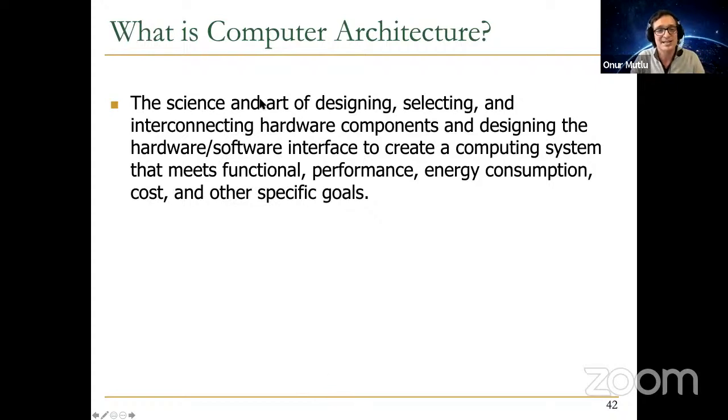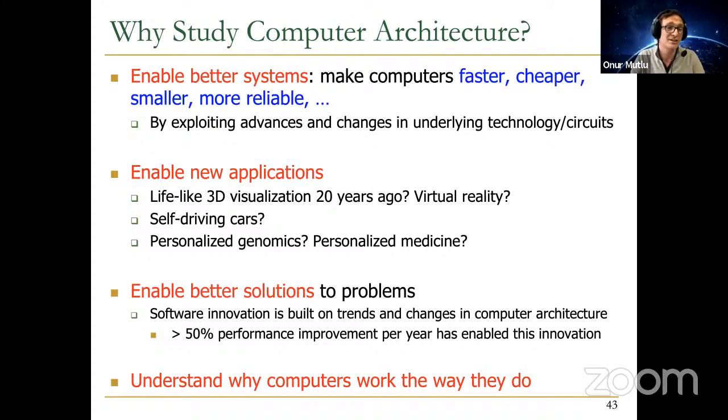But computer architecture is, this is another definition. It's really the science and art of designing, selecting, and interconnecting hardware components, and designing the hardware-software interface to create a computing system that meets functional, performance, energy consumption, cost, and other specific goals. Okay, why do we want to do this? And hopefully I showed you earlier, but we would like to enable better systems. And if you want to enable better systems and better life, you want to make computers faster, cheaper, smaller, more reliable, more secure, more robust, etc., so that we can solve big problems, right?